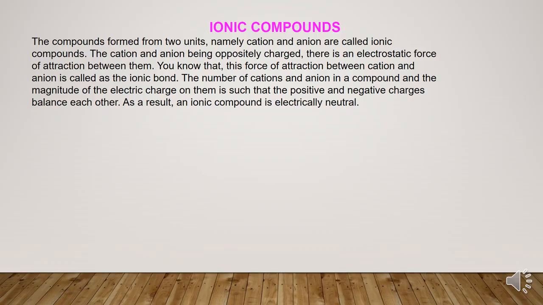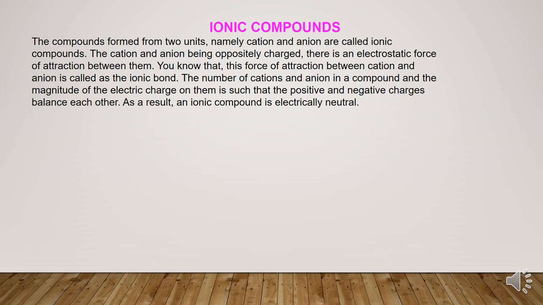The cations and anions, being positively and negatively charged, have an electrostatic force of attraction between them. ठीक है, तो नेगेटिव और पॉजिटिव चार्ज की वजह से दोनों के बीच में अट्रैक्शन होता है और that helps them to make a bond. So you know that this force of attraction between cations and anions is called the ionic bond. Because of the negative and positive charges in the two units, when they have this opposite charge, there is a strong attraction between them, and when they attract each other, they form a bond, and that bond is called an ionic bond.